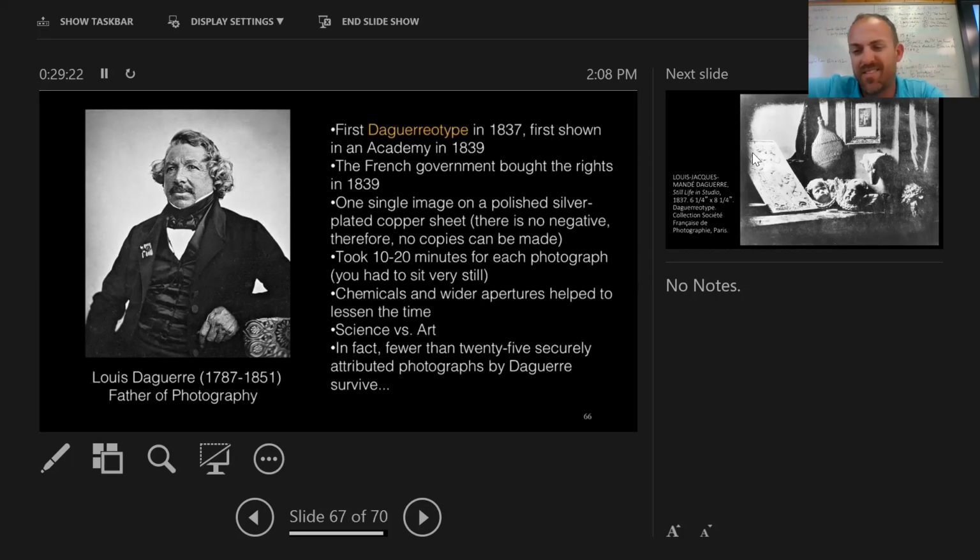photography uses chemicals, and that's what they did. And so that's why a lot of people consider this more of a science than an art. Louis Daguerre says, why can't it be both? But very few Daguerreotypes still survive. They say less than 25 photographs are daguerreotypes. So we don't have a lot left.